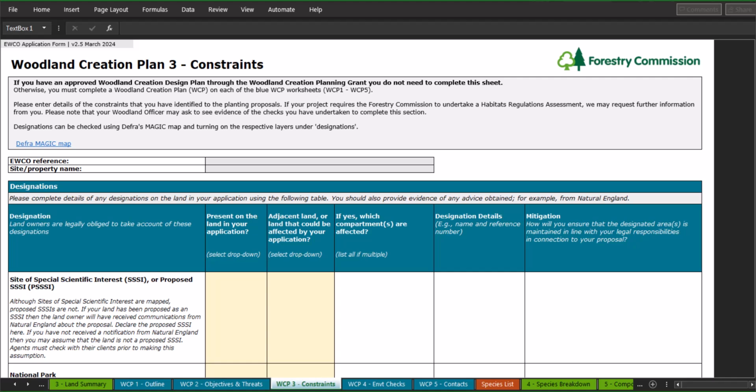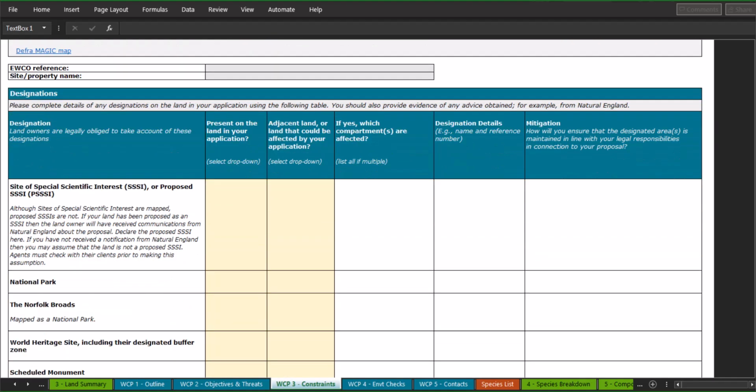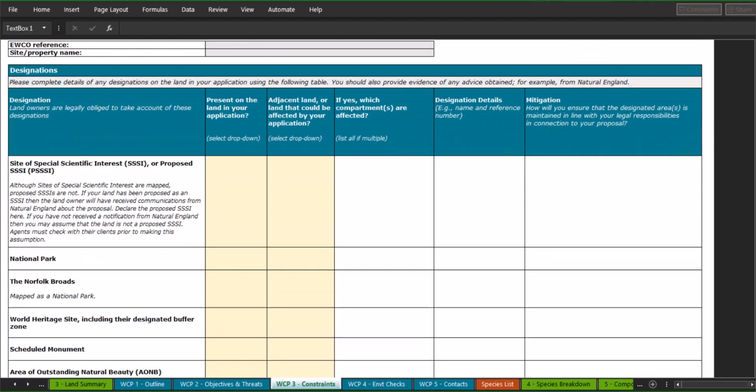So the breakdown of the form is that it will be looking for a desk survey undertaken on the LIS Forestry Commission map browser or on Magic, and the idea is for the form to indicate the constraints that are present by selecting yes or no on whether they're present on site or whether they're present adjacent to site.